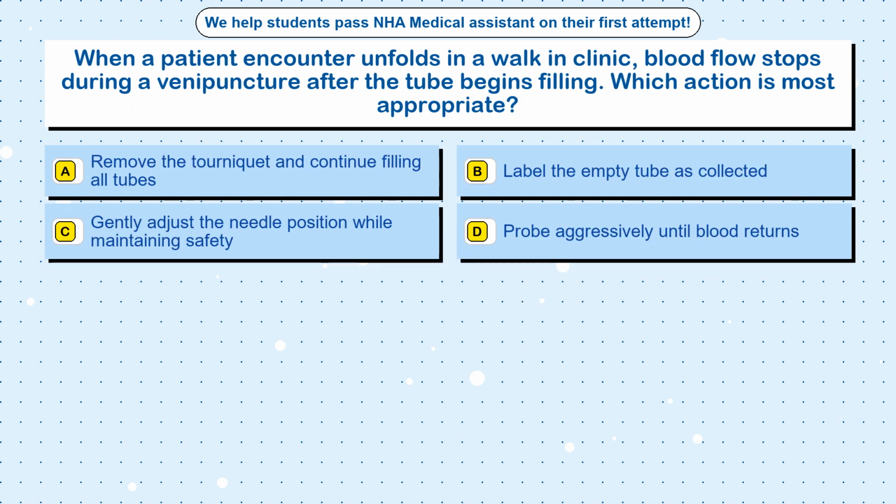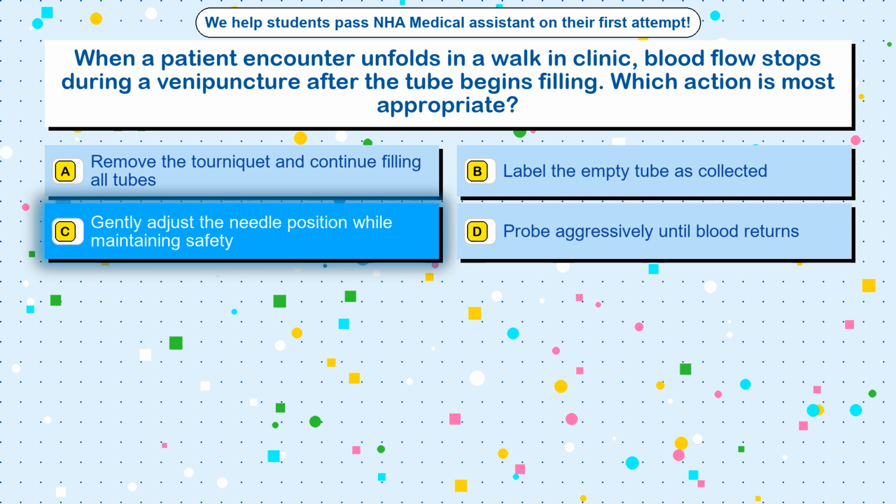Question 27. When a patient encounter unfolds in a walk-in clinic, blood flow stops during a venipuncture after the tube begins filling. Which action is most appropriate? Option A. Remove the tourniquet and continue filling all tubes. Option B. Label the empty tube as collected. Option C. Gently adjust the needle position while maintaining safety. Option D. Probe aggressively until blood returns. The correct answer is option C.